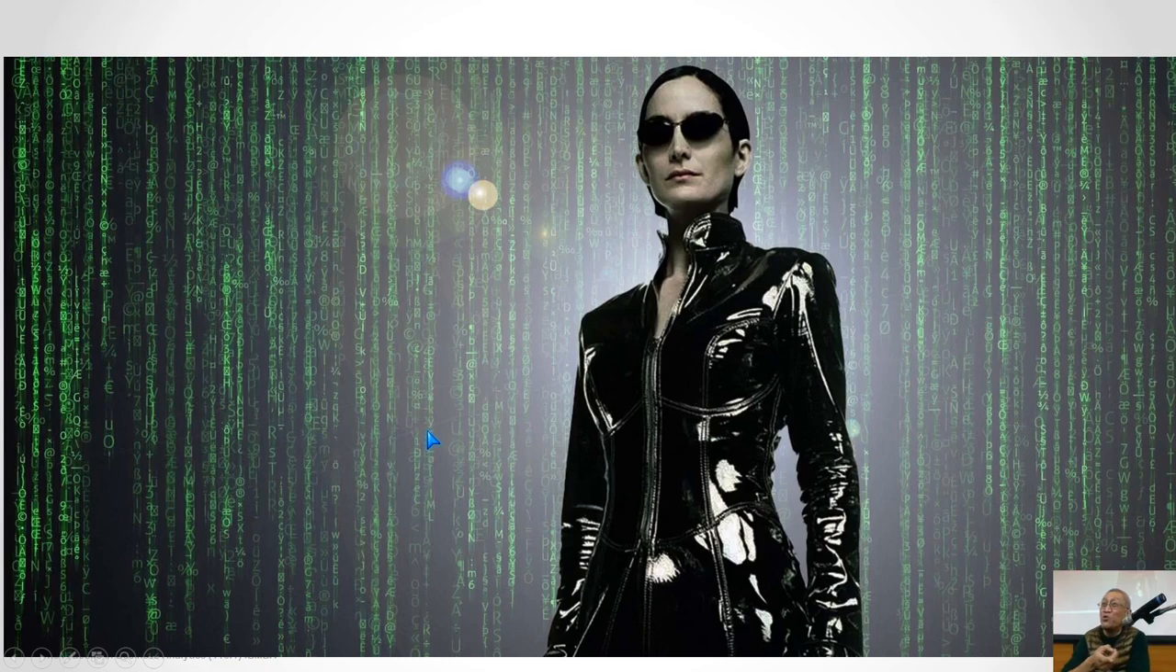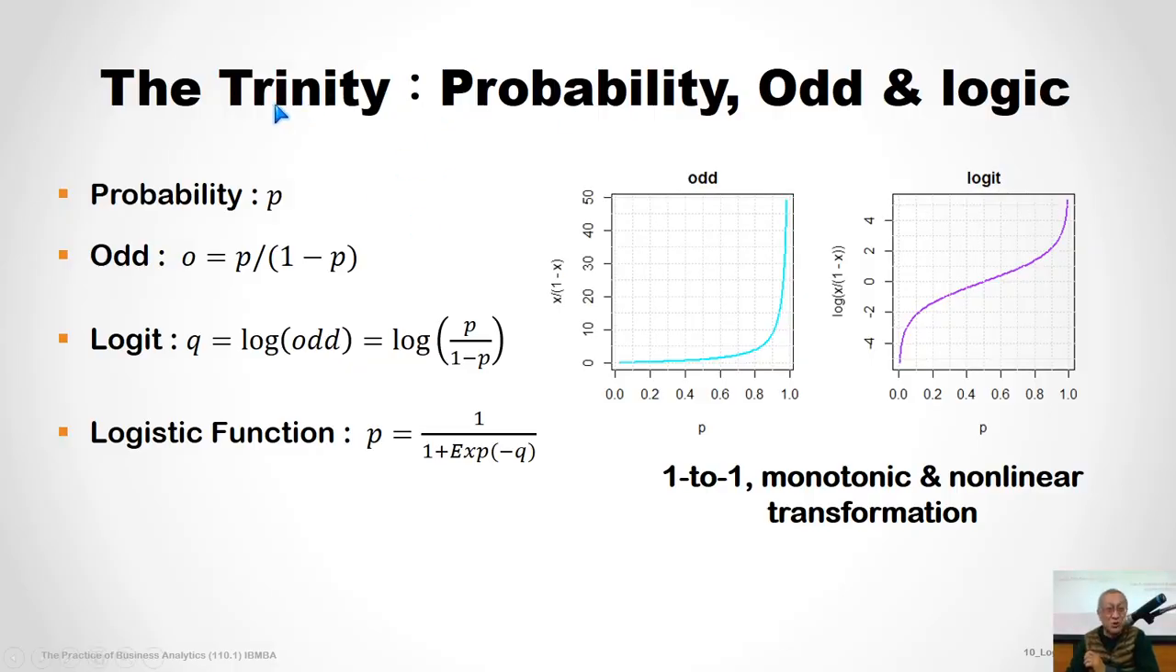Now, you know who she is, right? What is her name? Anyone? You don't know her name? In the movie Matrix, there's this character, right? So what is her name? No one knows. Her name is actually Trinity, right? Trinity.